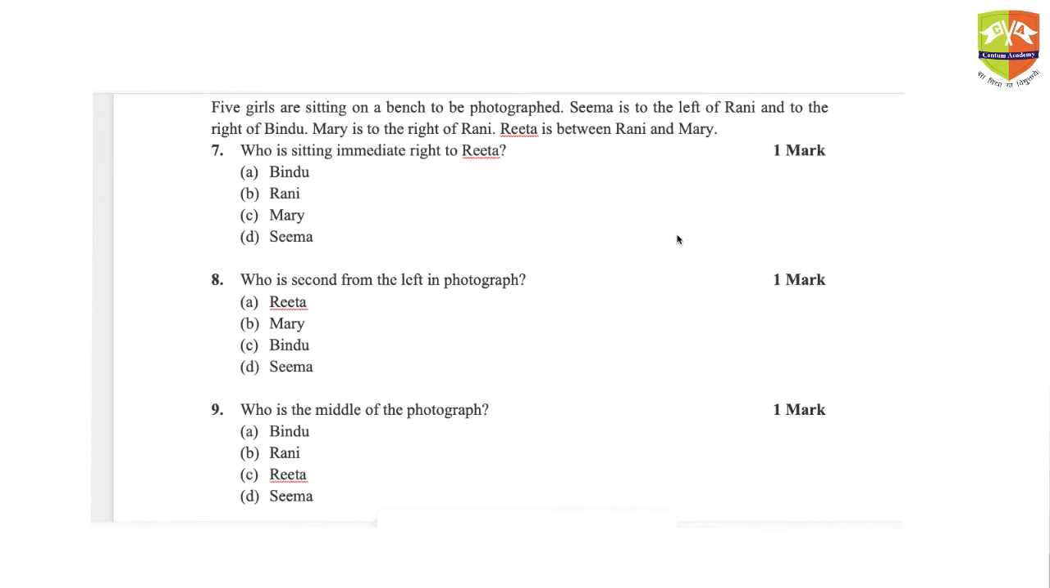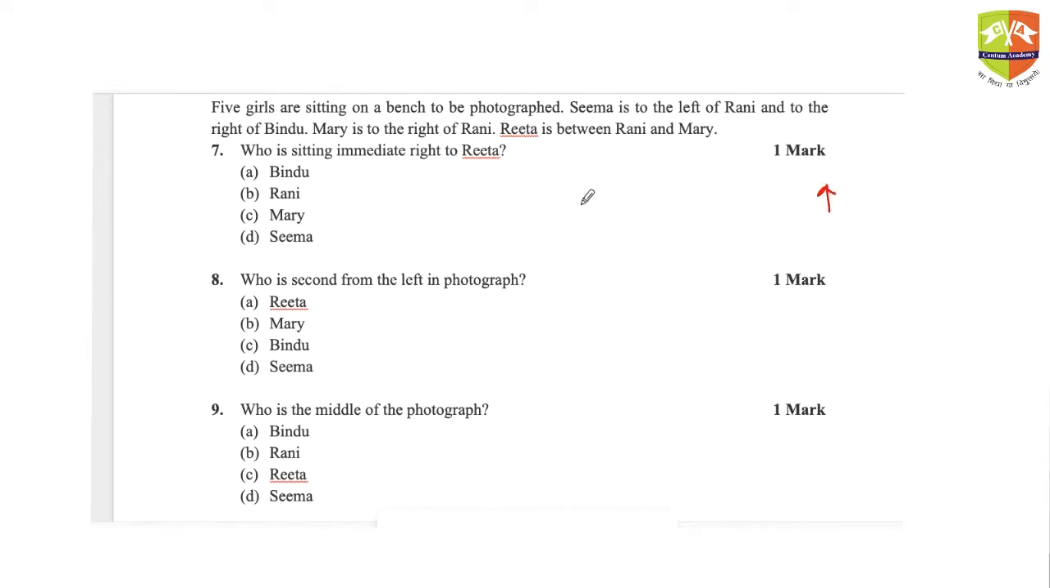5 girls are sitting on a bench to be photographed. Seema is to the left of Rani and to the right of Bindu. Mary is to the right of Rani. Rita is between Rani and Mary. Very, very simple question. No information has been given in which direction they have been facing, so I will assume that they are facing north.